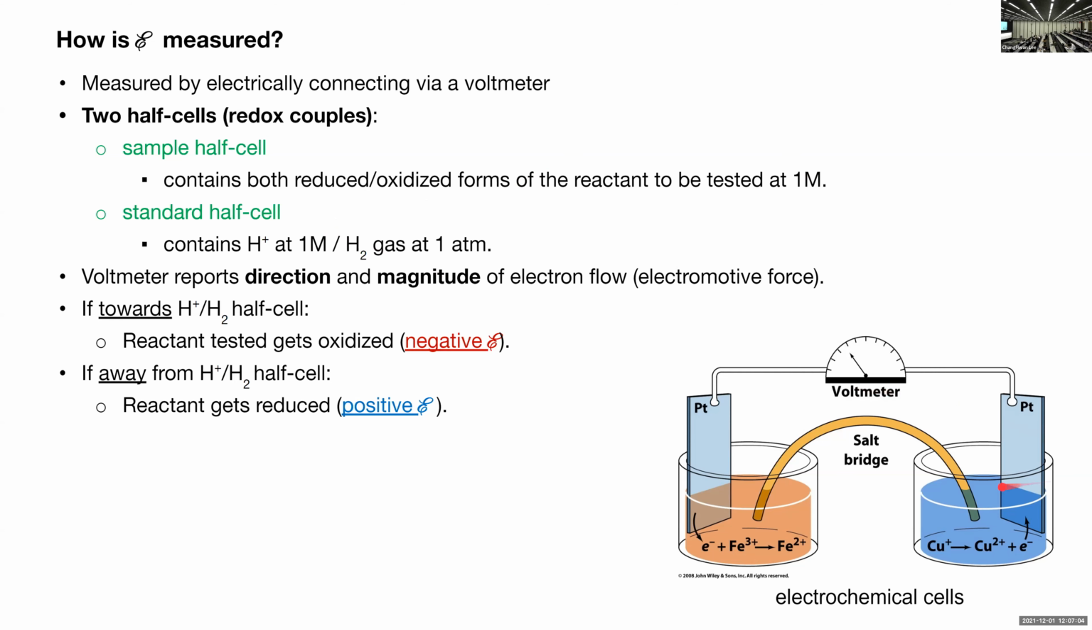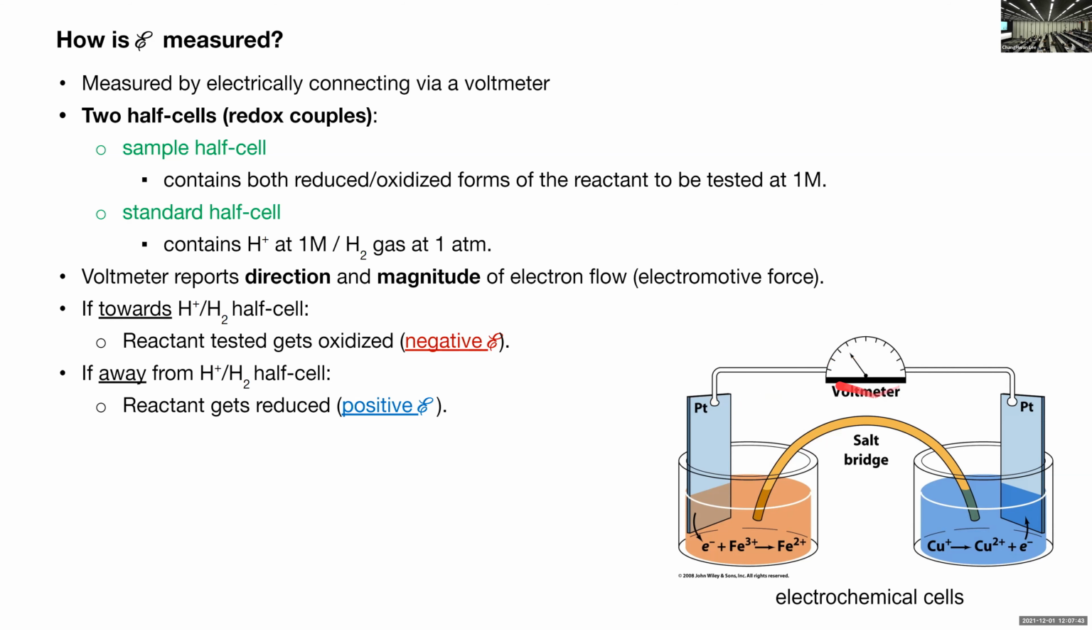And the other half cell should be a standard. So it should be the same thing over and over again, even if you're changing the sample half cell. So you can get all the values relative to the same standard or the same starting point, and you can make a fair comparison between the samples. This standard half reaction contains hydrogen cation at 1 molar, and also hydrogen gas at 1 atm. Again, everything is at the standard state.